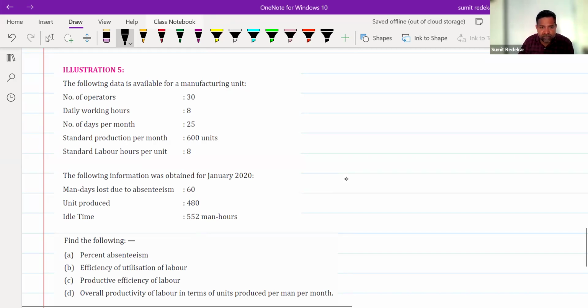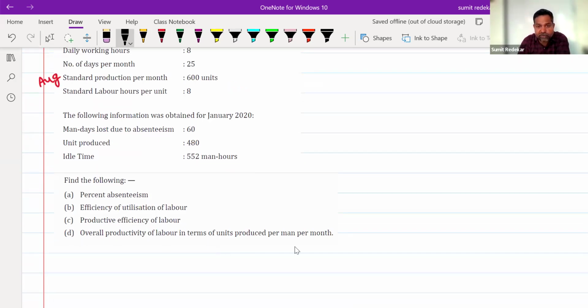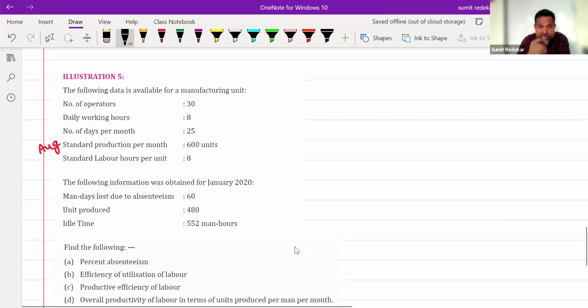Remember, we used to ignore this. This is not the standard. The words actually used are that on an average, we produce 600 units. How much time does it take per unit? It takes 8 hours to produce one unit. The following information is obtained in January from the firm. Man days lost due to absenteeism is 60. Units produced is 480. Idle time is 552. You want percentage of absenteeism, utilization, overall productivity in terms of units produced per man per month. So it's a ditto replica of the question that we've done.